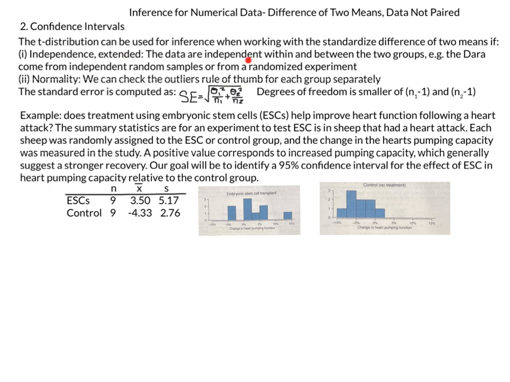So are the data independent within and between the two groups? Well, first, we are told that the sheep are randomly assigned to the two groups. And so, yes, we do have independence.